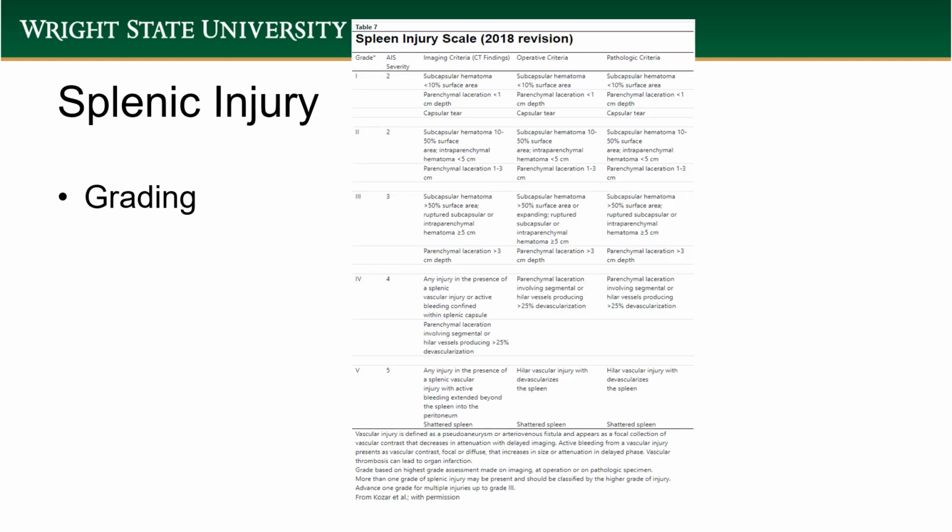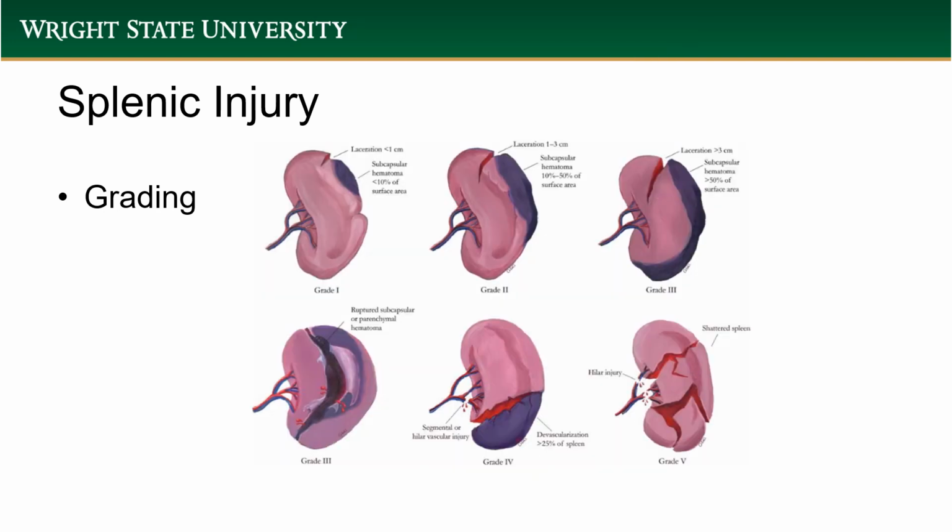Just as the liver has an injury severity scale, the spleen also has an AAST injury severity scale. The severity grading is here. Do take a moment to pause the video and review it, because these are test questions. But again, I find that pictures are pretty helpful, so we will look at those. And thankfully, the splenic injury scale or grading is pretty similar to liver.